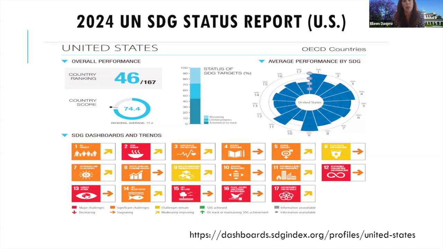And some important weak areas, specifically in terms of hunger, climate action, peace, partnerships, responsible production. So a lot still to be done in the United States specifically.